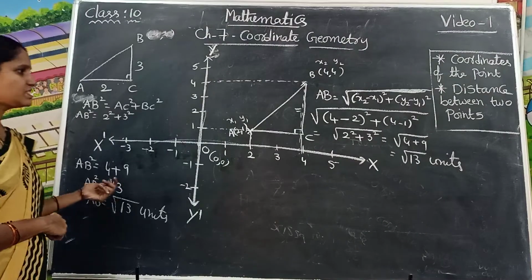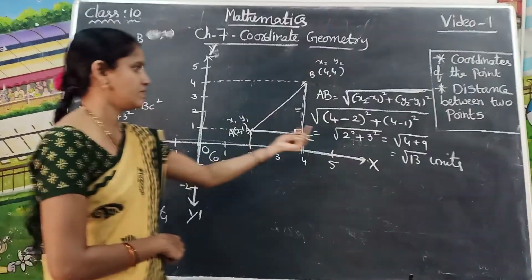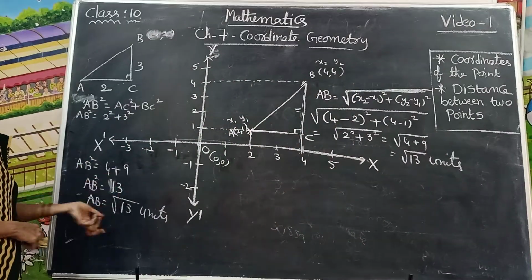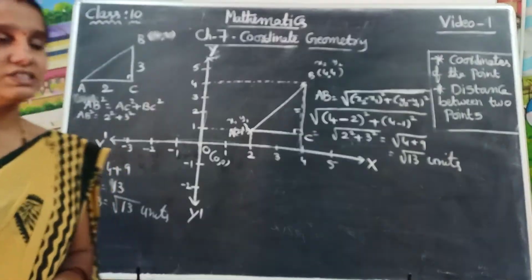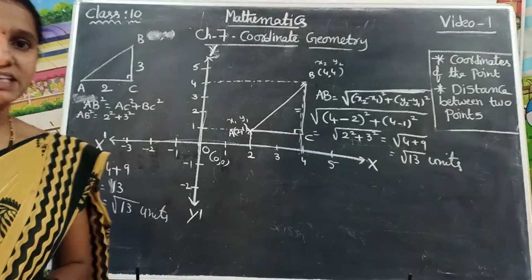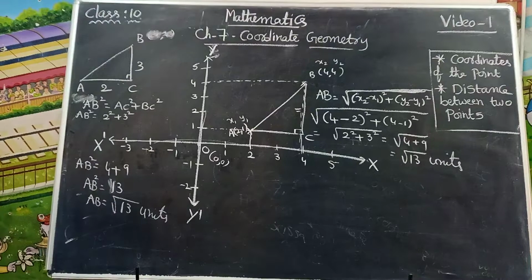This is nothing but the Pythagoras theorem that we are applying. Here this is 2 square, here also 2 square. This is 3 square, here also 3 square. 2 square plus 3 square, 4 plus 9, 13. So like this we can find the distance between the 2 points. The formula for the distance between 2 points is the root of (x2 minus x1) whole square plus (y2 minus y1) whole square.